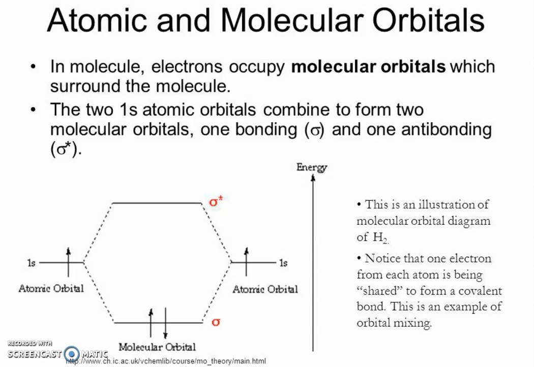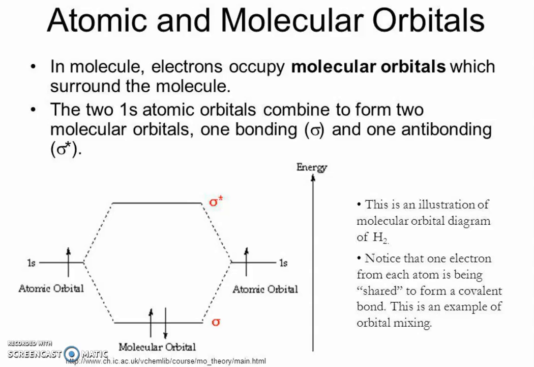So if you have hydrogens, one hydrogen atom has one electron, another hydrogen atom has another electron. Both electrons combined, you have two electrons. So you can fill the molecular orbitals with electrons. Sigma contains two electrons and sigma star has the capacity to take two electrons. So two electrons are already filled in sigma. So this is the energy diagram. This is an illustration of the molecular orbital diagram of H2.